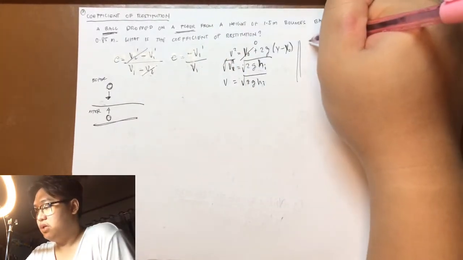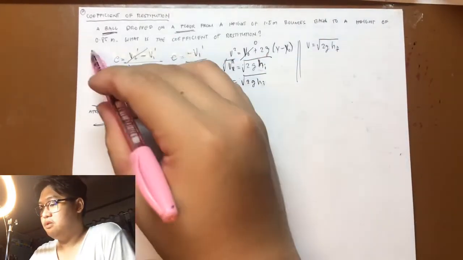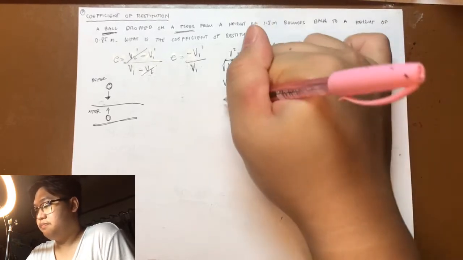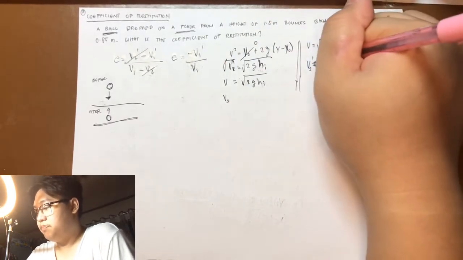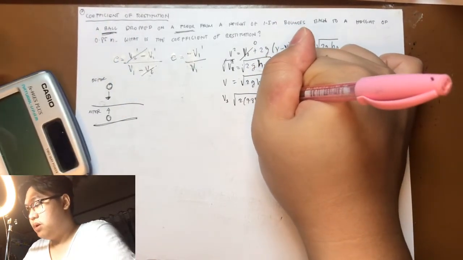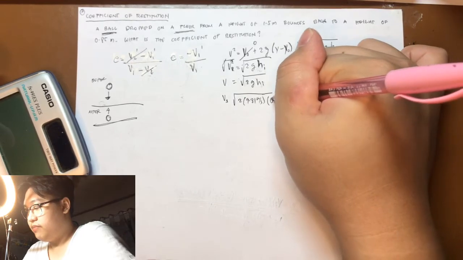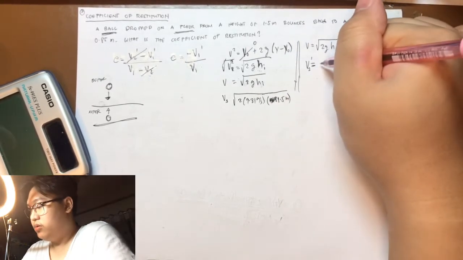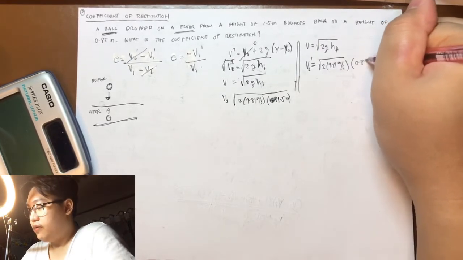Dito naman sa final velocity, V is equal to square root of 2 times gravity times final height, which is 0.85 kasi tumalbog pa siya pataas. Kapag sinolve natin yung kanilang value, ito V1 at ito V1 prime. Distribute muna natin: 2 times 9.81 meters per second squared multiplied by initial height na 1.5 meters. At dito naman is square root of 2 times 9.81 multiplied by 0.85 meters.